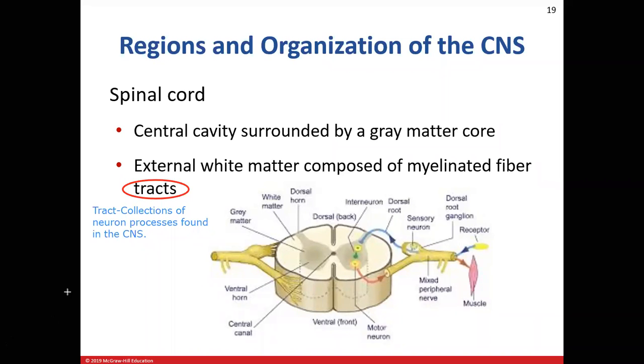Now, specifically, the definition of a tract is going to be a collection of neuron processes found in the CNS. And this will be one of those words that I talk about that we do want to know what the definition is and make sure that we really understand it. So let's just make this our attendance term for the day, or the attendance code word, and that's going to be a tract.